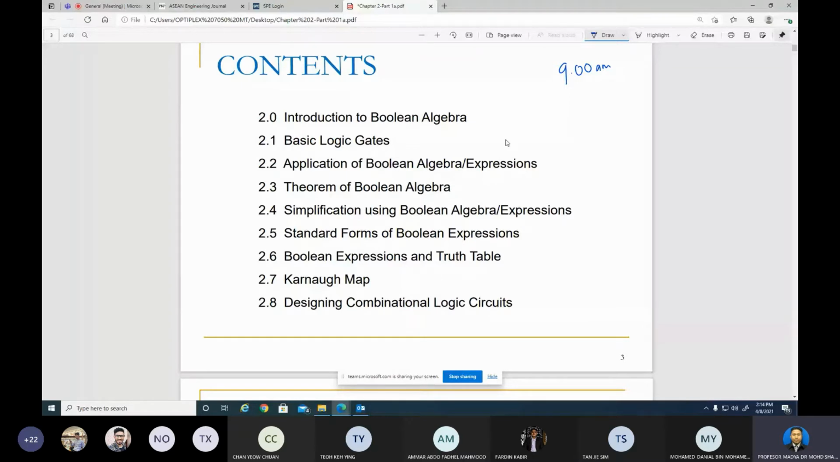That's why tomorrow we just try to finish in 1 hour, because today we tried to cover until 2.5, the standard form of the Boolean expression. Then tomorrow we just cover Boolean expression and truth tables, K-maps, and designing combinational logic circuits.